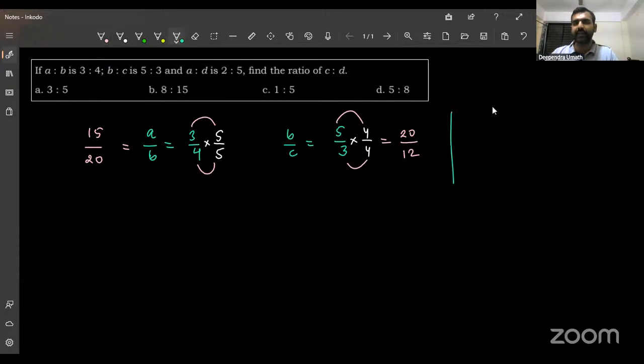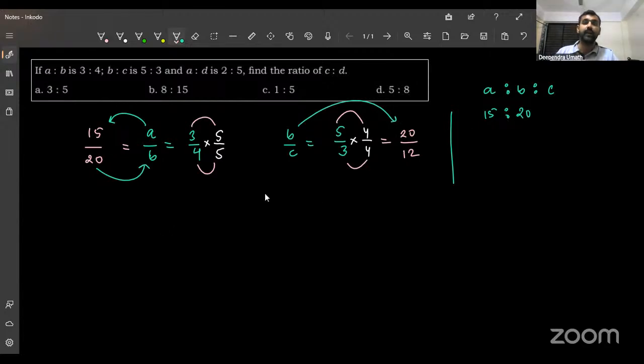Now, what does it mean? It means that now I can say that A is to B is to C is going to be A here is treated as 15. B in both of the cases is treated as 20. So yes, I can bring them on a common scale now. And C here is treated as 12. So first of all, I am now able to crack the ratio relationship between A, B, and C. Now, let's talk about A and D. Now, what is the relation between A and D? So the A and D are related as 2:5.